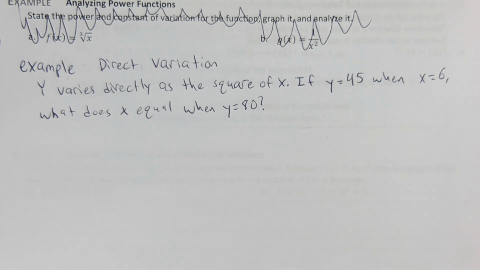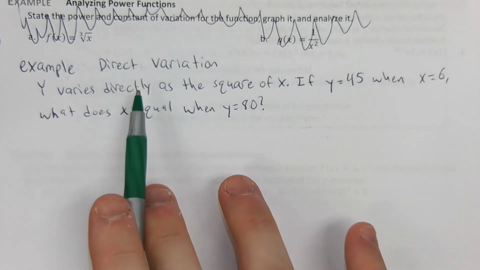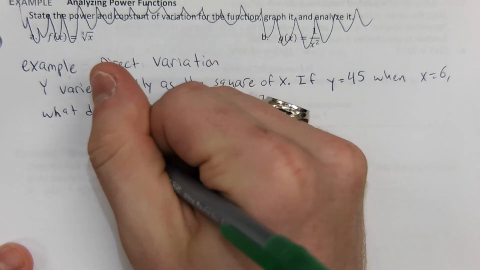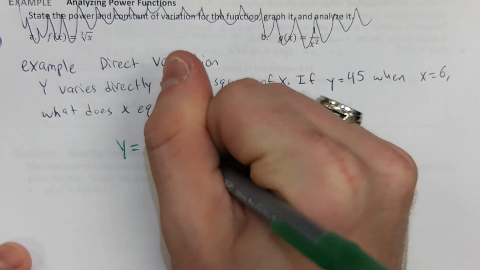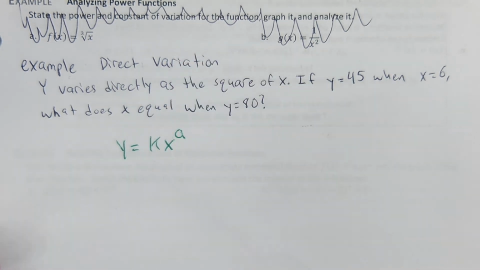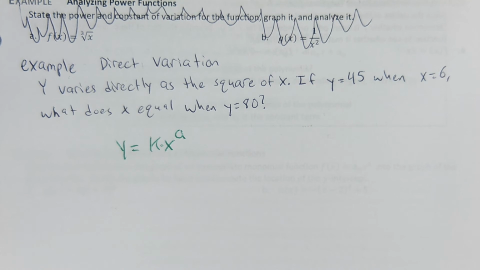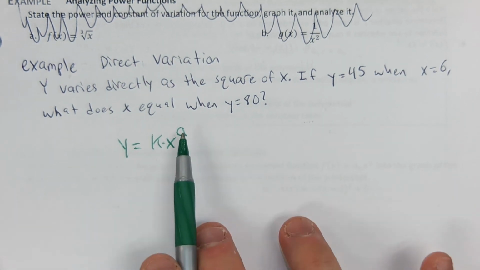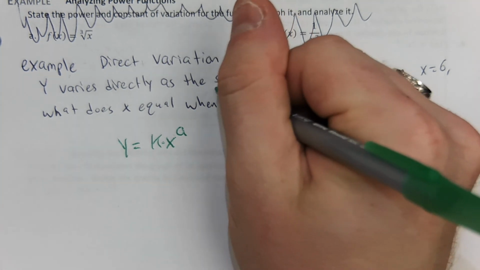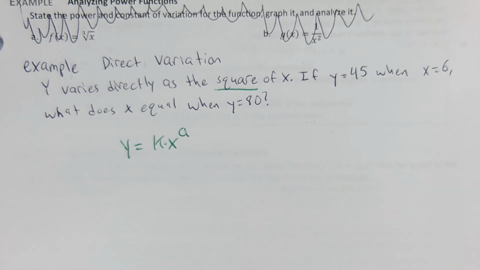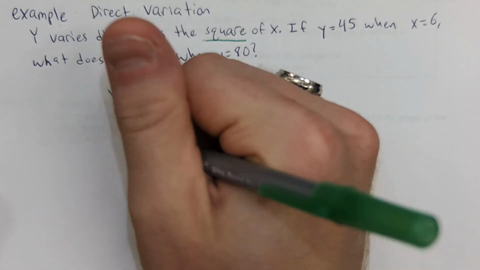I like green. So it says varies directly. Because it says varies directly, that means we're going to be working with y equals kx to the a, because that k sits right in front of x to the a. And we know what a equals. It says it's the square of x, so A is 2. So y equals kx squared.